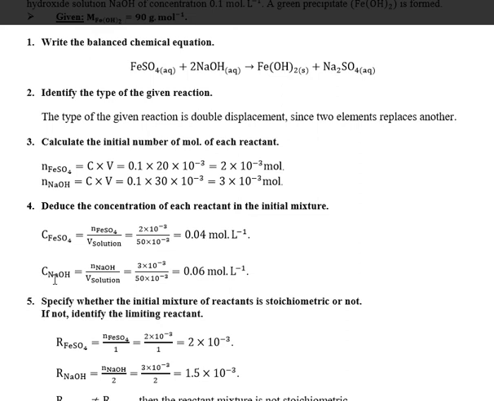In the same way, the concentration of the second reactant, NaOH, is now equal to the number of mole of NaOH divided by the total volume. So the final answer is 0.06 mole per liter.